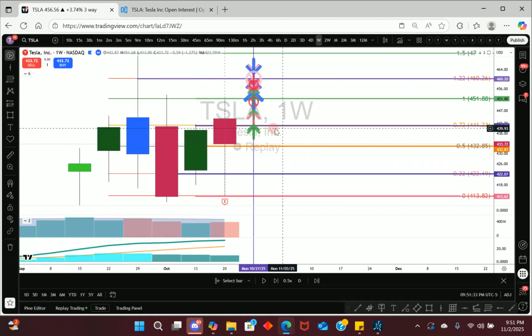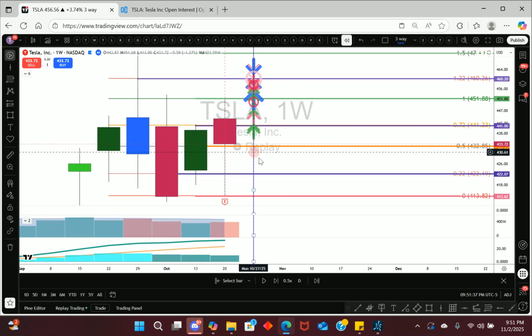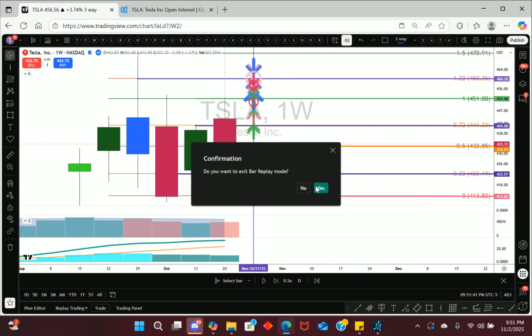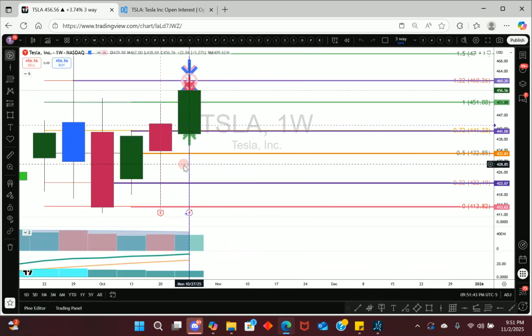I'm going to put the next week out. I'm going to get out of the replay mode, exit, and then I want you to see how these levels panned out for last week. We want to pay special attention to the 72 level, the 1, and the 1.22, and how that ended up looking when it reached those levels.